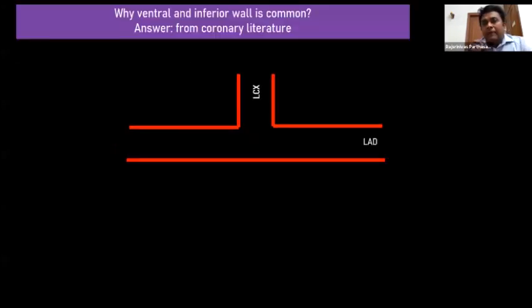Now, I've already discussed which wall is prone to form atherosclerosis. Now, we have to know why certain walls are more prone than other walls. And that is answered from coronary literature. If you see, this is the left anterior descending artery, and this is the left circumflex artery. What they have identified is that the plaque forms on the wall opposite to the side branch origin.